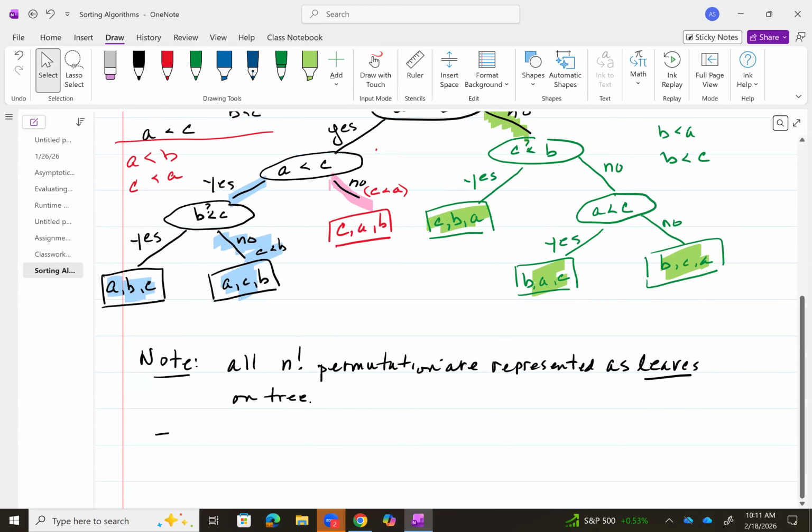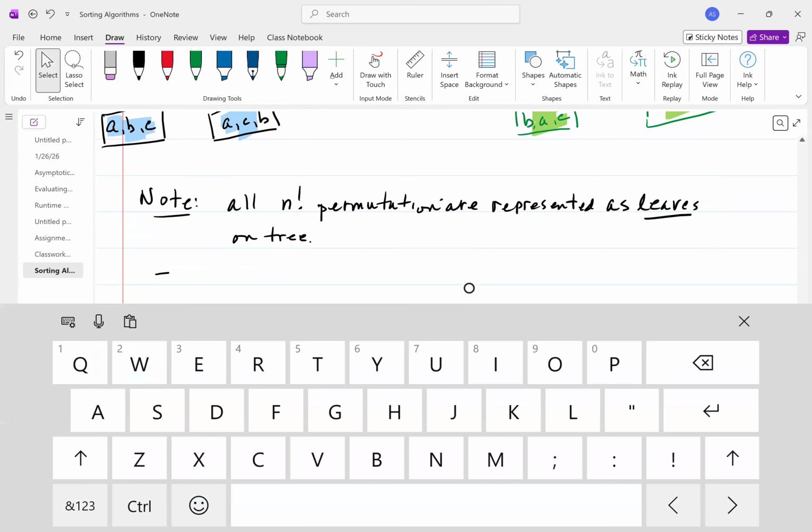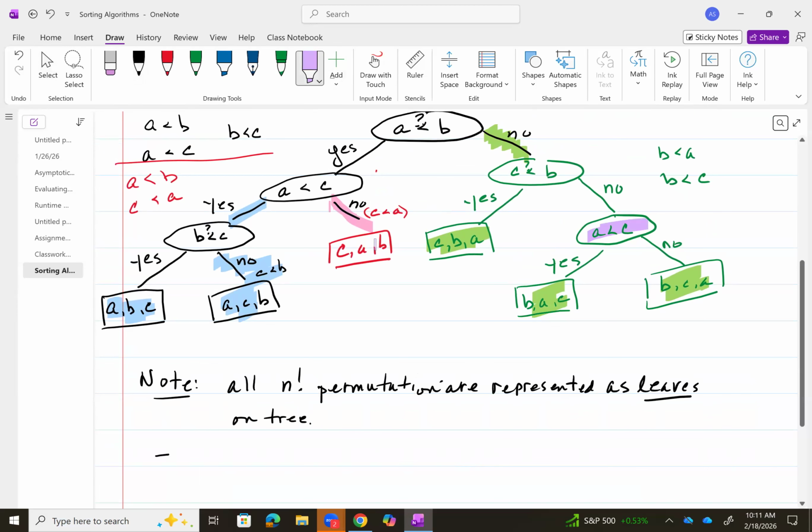Um, Professor, what do you mean by that question? Okay, so let me do a little scribbling here. Okay. The internal nodes of this tree are the ones in purple.